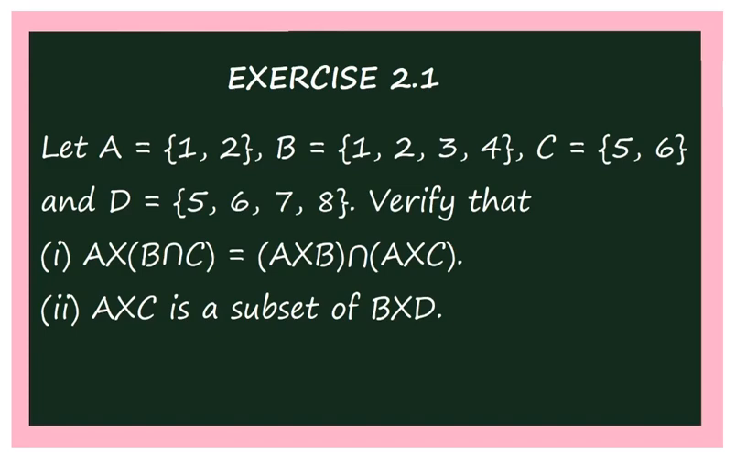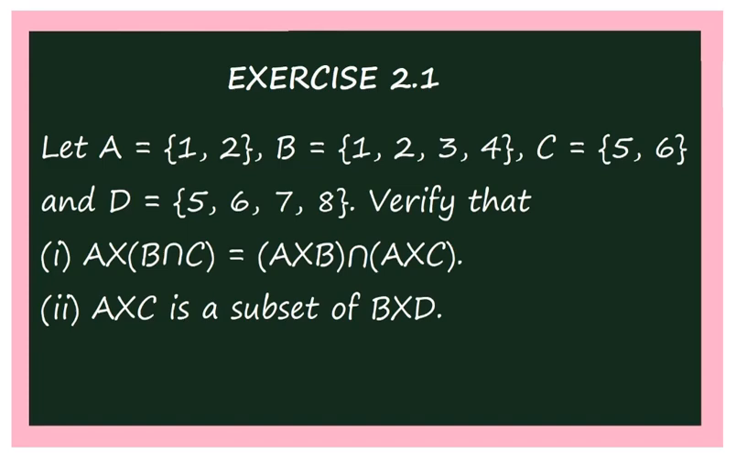Hello students, in this video let us continue with the problems in exercise 2.1 and see this problem. Let A = {1, 2}, set B = {1, 2, 3, 4}, set C = {5, 6} and set D = {5, 6, 7, 8}. Verify that A × (B ∩ C) = (A × B) ∩ (A × C).